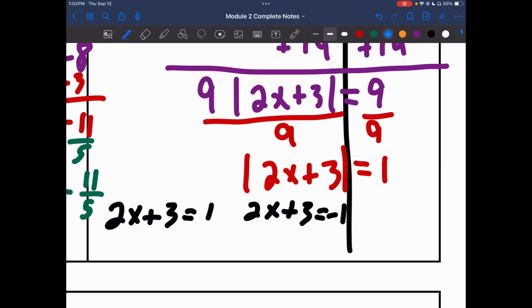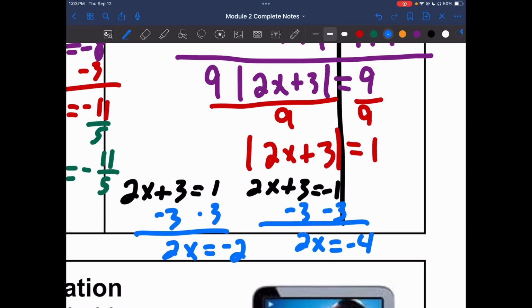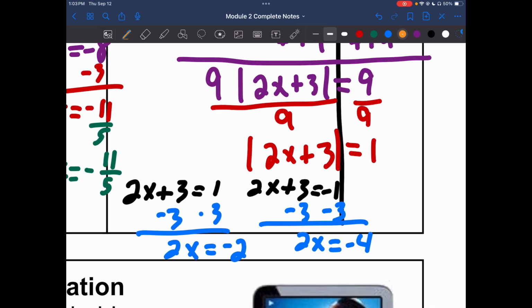Our first step, subtract 3 from both sides. 2x is equal to negative 2. Subtract 3. 2x is equal to negative 4. And then we divide both by 2. X equals negative 1. Divide by 2. X equals negative 2.